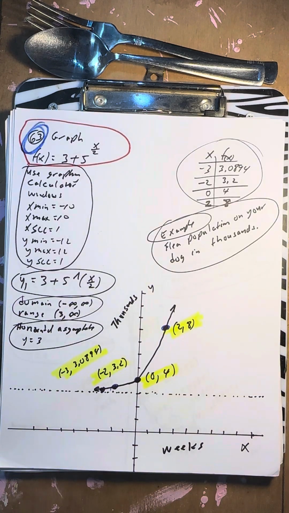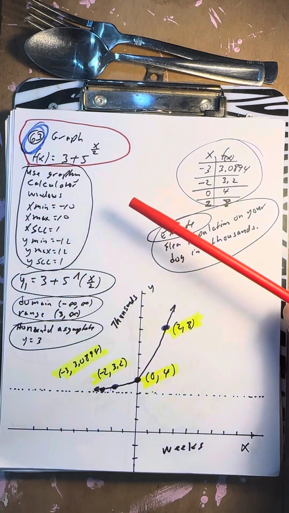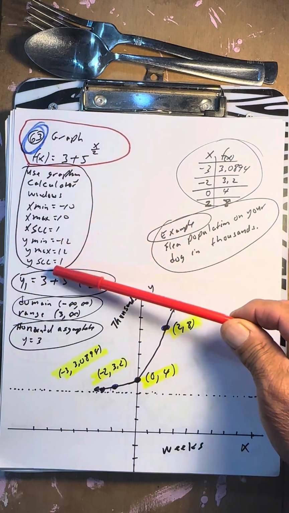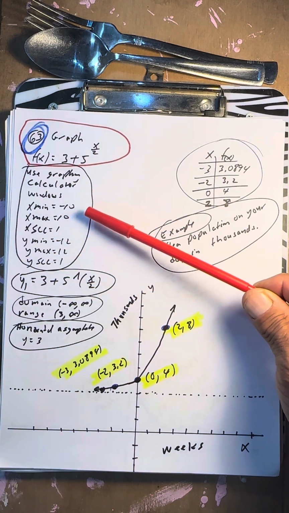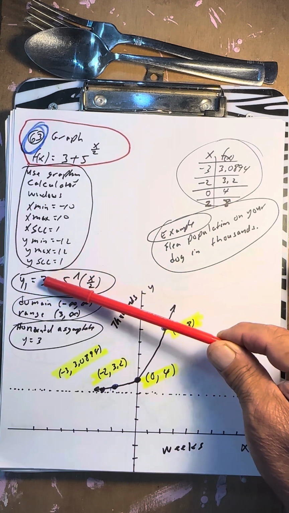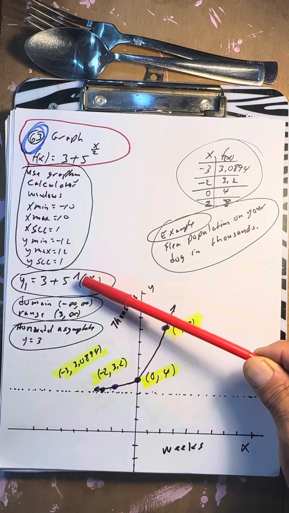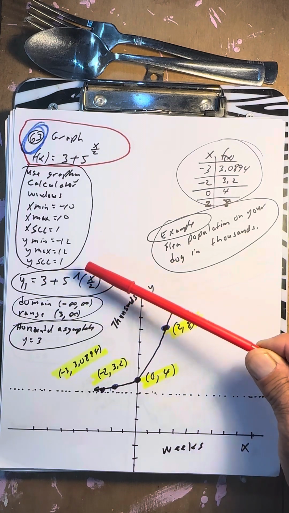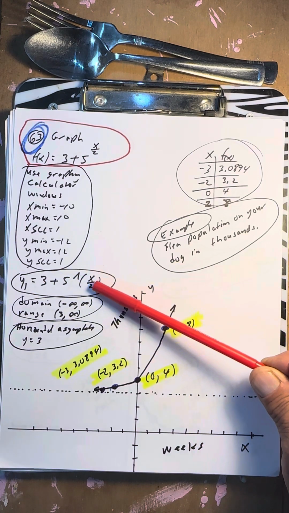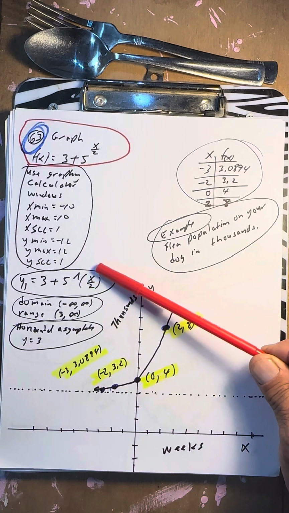Another graph. Same thing. You need to set the window first, exactly like the other one. Put it in like this: Y1 equals 3 plus 5, parentheses. This has to be parentheses. So 3 plus 5 to the power of parentheses x over 2. Just like this. Put it in the machine and run it.